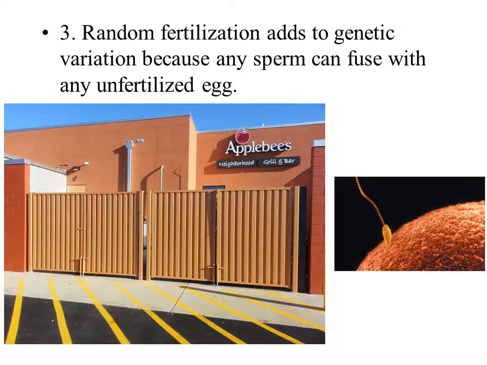So what makes you so unique is a combination of all 3 of these. You have random fertilization, you have crossing over, and you have independent assortment of the chromosomes. All 3 collectively make you a very unique individual.